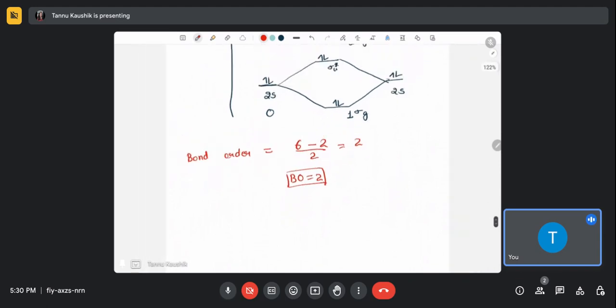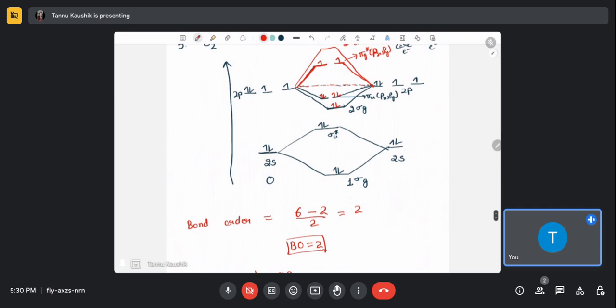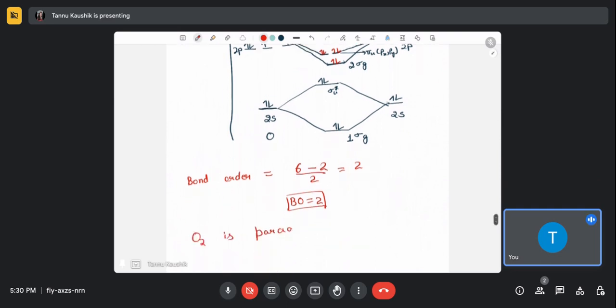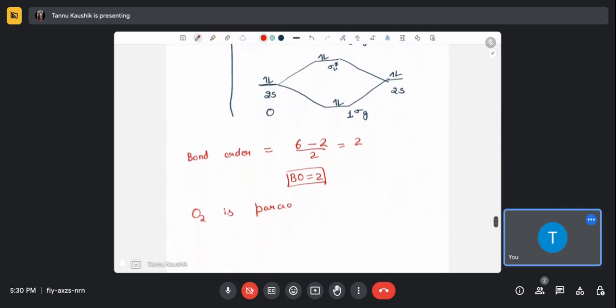And this oxygen molecule is paramagnetic in nature, which means that it has unpaired electrons, and we can see then that it has unpaired electrons in the antibonding molecular orbital.